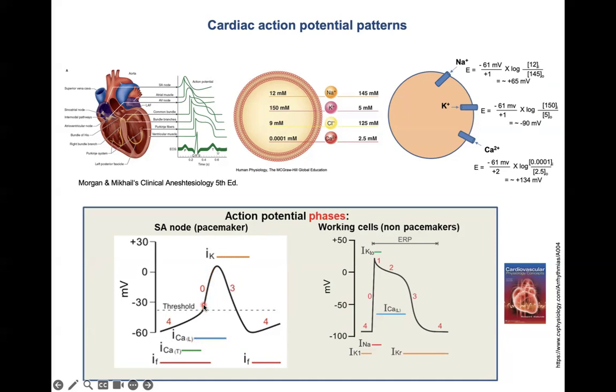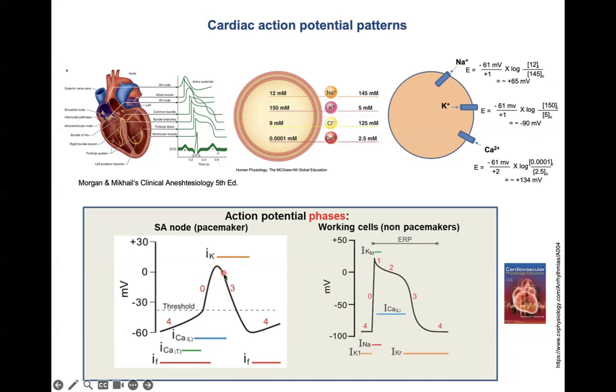They open up, calcium starts to go into the cell until we reach about 0 or 10 millivolt. Even though we still have a very large electrochemical force driving calcium inward, calcium can no longer go into the cell. Why? Because the voltage-gated calcium channels, L-type calcium channels, close at this value. At this membrane potential value, they close. Calcium can no longer go into the cell. So phase 0 is followed by phase 3, which is a repolarization phase.